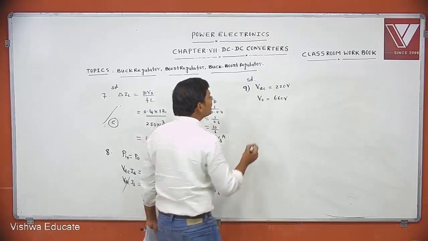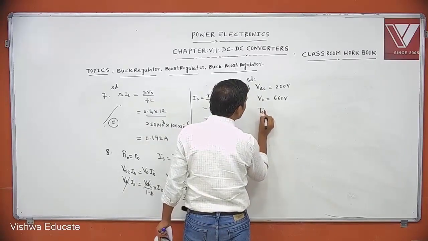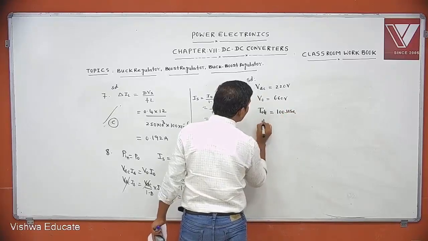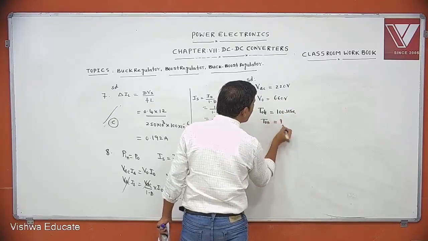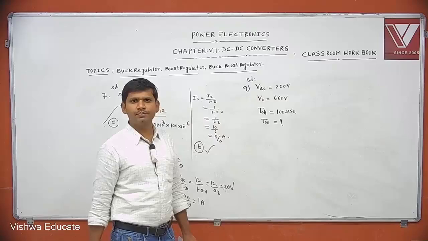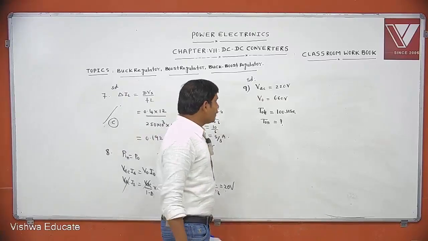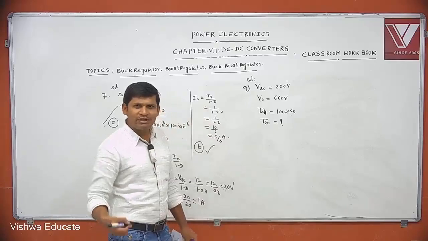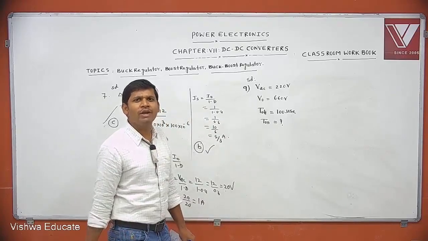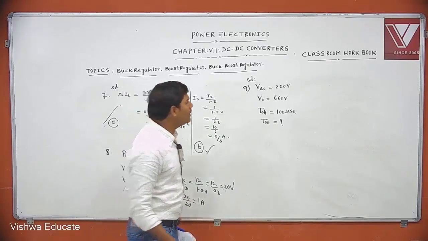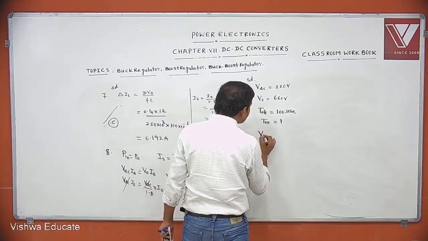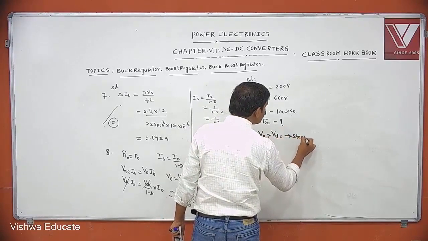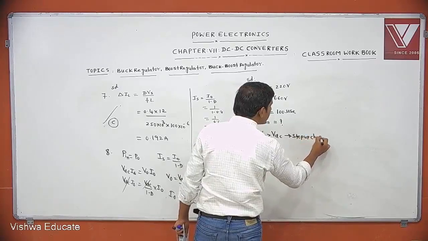If the non-conduction time of chopper T off is equal to how much? 100 microseconds. Then what is the on time you want to calculate? On time you want to calculate. Can you tell me? Given is which chopper? How to identify? Circuit is not given. From the data you want to identify. Given is which chopper? V0 is greater than VDC means it is a step up chopper. It is a step up chopper.